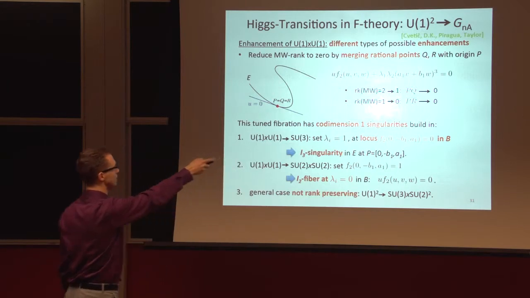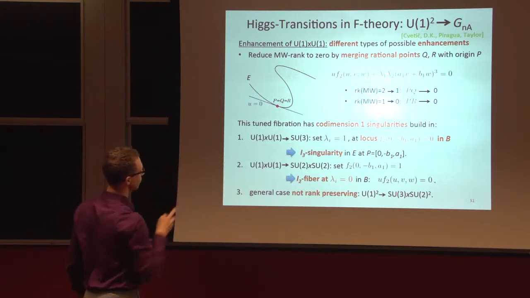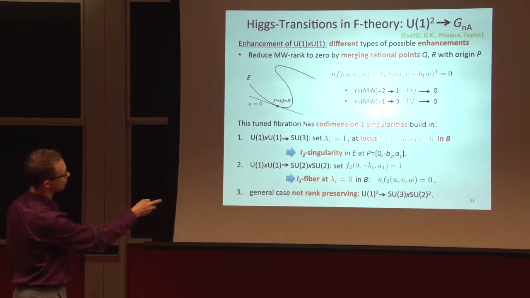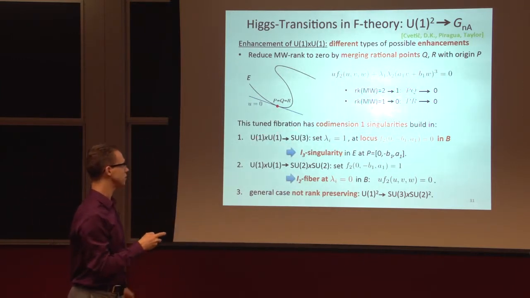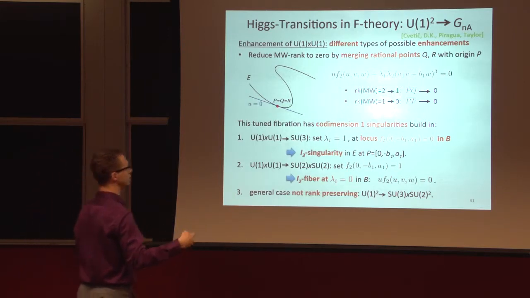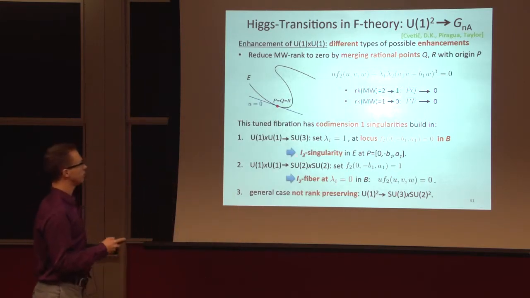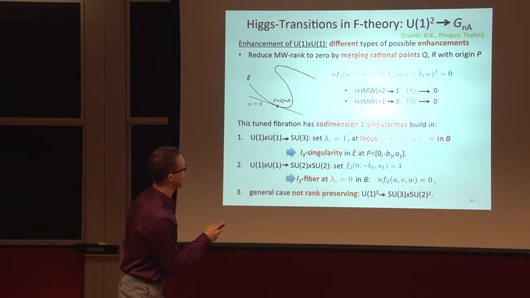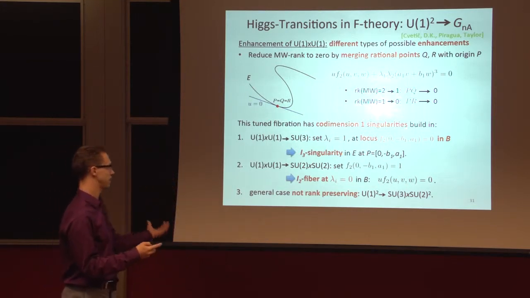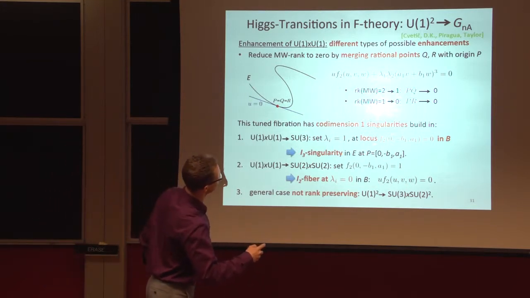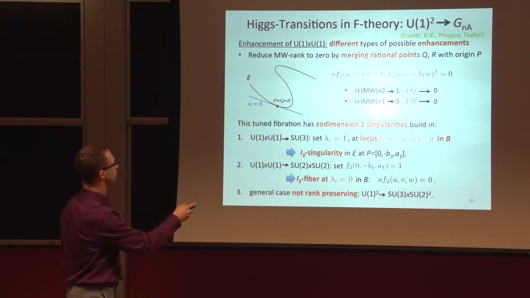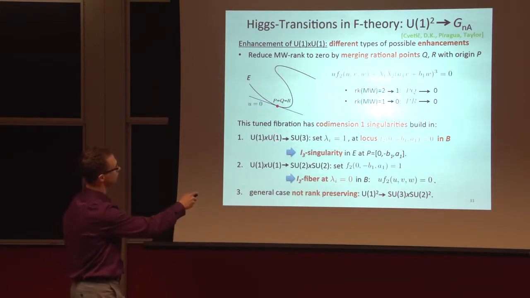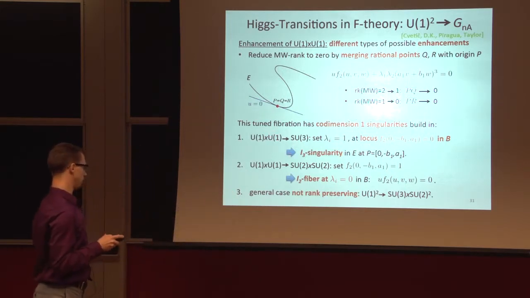However, we see then in this case, this elliptic fibration takes a very particular form. This cubic here is completely degenerate. And this means that in these tuned elliptic fibrations, there are codimension 1 singularities automatically built in. So for instance, when these polynomials lambda 1 and lambda 2 are set to 1, then at the locus where this polynomial here vanishes in B, there is an I3 singularity of this elliptic curve. And this means that these U1s here have actually enhanced into an SU3 gauge group.